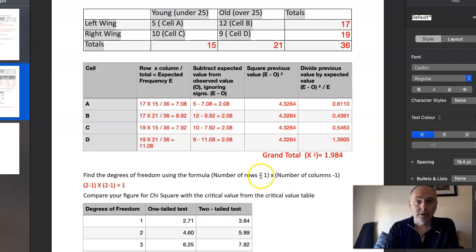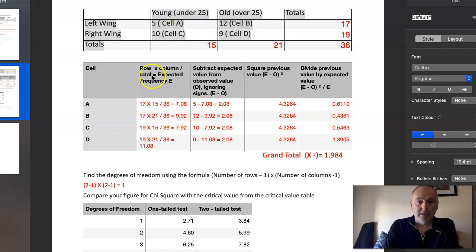So what I've done is copy over that table from above so you can see where I'm going to get these results. First thing, cells A, B, C, D down the side, and these are the 4 different columns that you need. So we have row times column divided by total, which will give us our expected frequency. The expected frequency is, for each cell, what we would have expected to get.